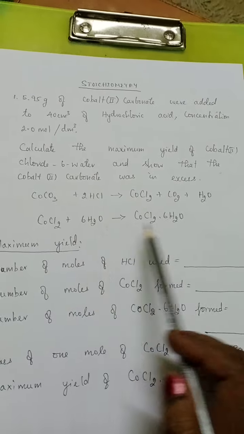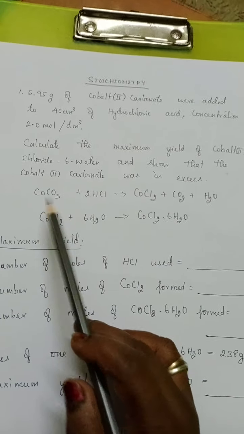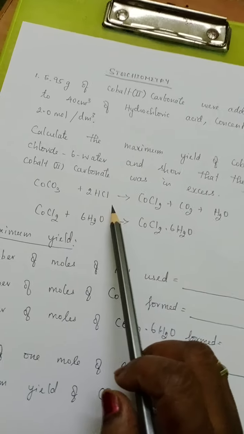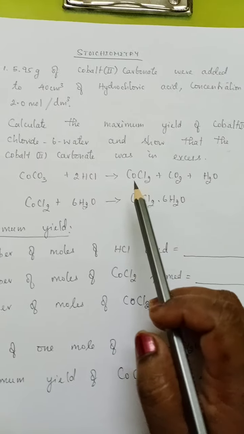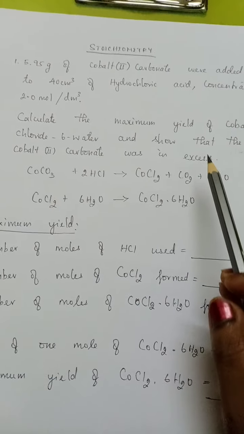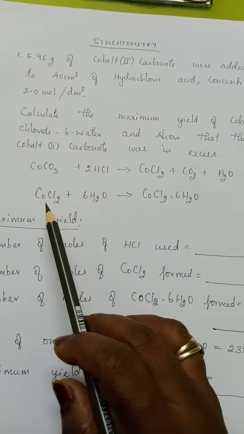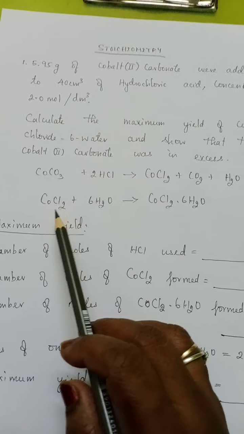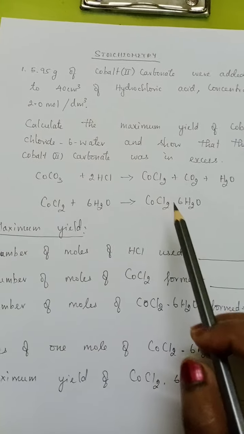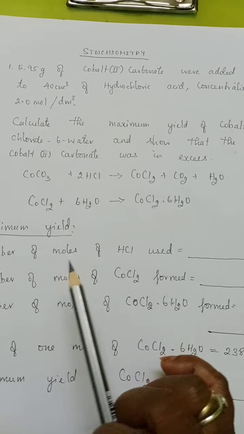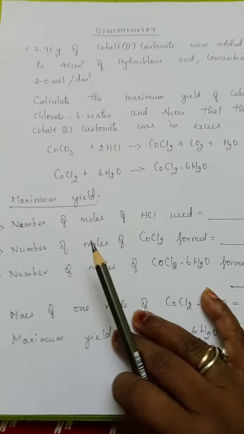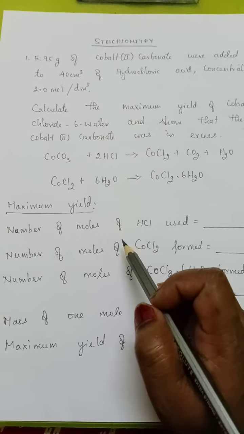So this is the equation. Cobalt carbonate reacts with 2 moles of HCl, which leads to cobalt chloride, carbon dioxide evolves and water. This cobalt chloride again reacts with water and you are getting hydrated cobalt chloride. Okay. So now we are going to find the maximum yield.